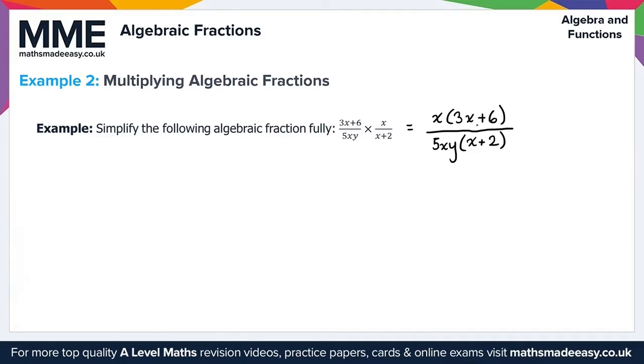So the first thing I notice here is this 3x plus 6, well, we can actually factor a 3 out of that by writing 3x plus 6 as 3 lots of x plus 2 there. Okay, so we can bring that 3 out here with the x. So in that case, we can write this as 3x bracket x plus 2 here, all over 5xy bracket x plus 2.